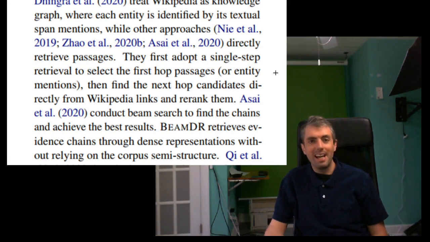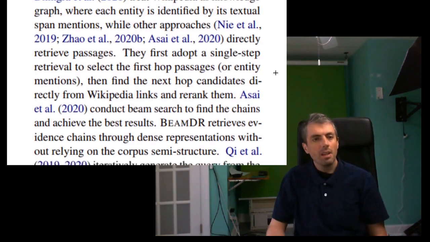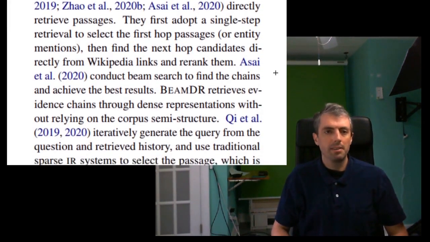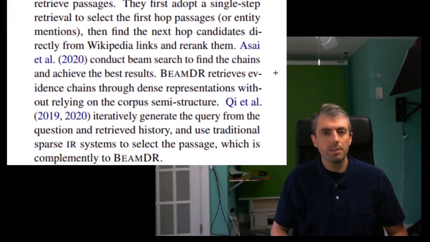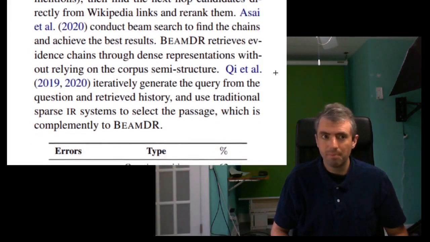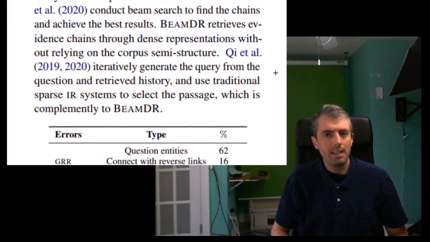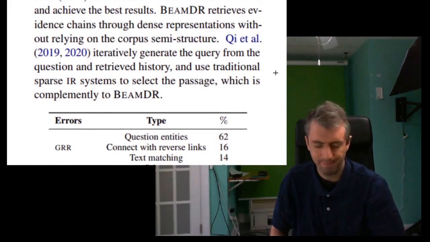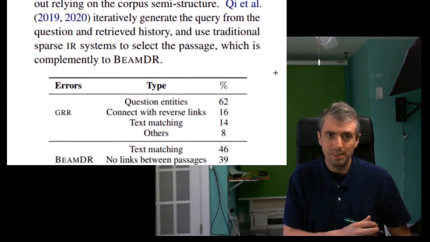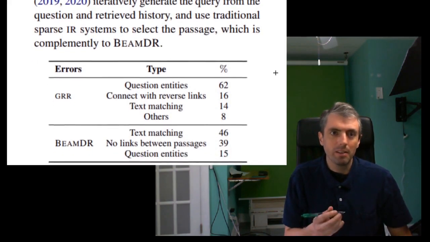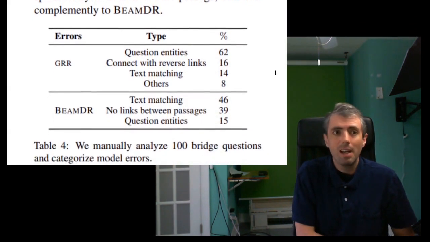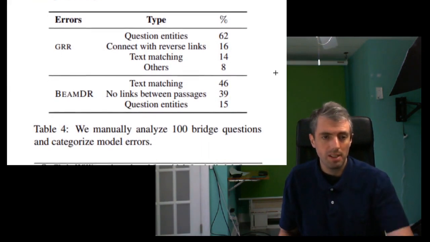Dhingra et al. treat Wikipedia as a knowledge graph, where each entity is identified by its textual span mentions, while other approaches directly retrieve passages. They first adopt a single-step retrieval to select the first hop passages, for entity mentions, then find the next hop candidates directly from Wikipedia links and re-rank them. Asai et al. conduct beam search to find the chains and achieve the best results. BeamDR retrieves evidence chains through dense representations without relying on the corpus's semi-structure. Qi et al. iteratively generate the query from the question and retrieve history and use traditional sparse IR systems to select the passage, which is complementary to BeamDR.